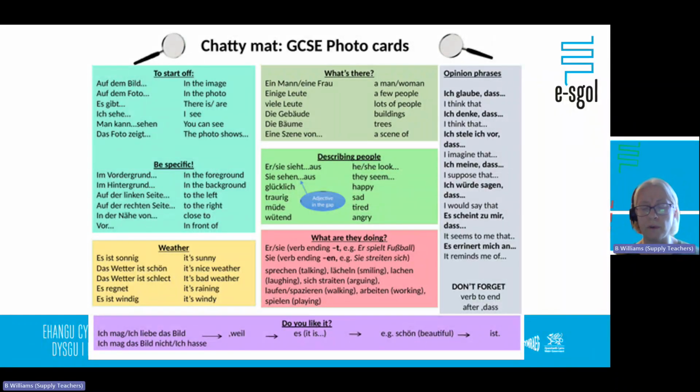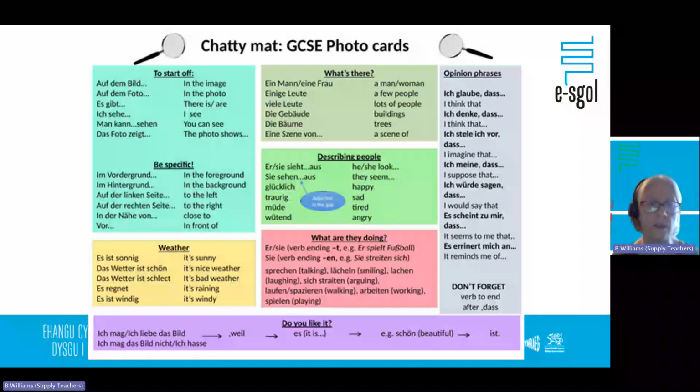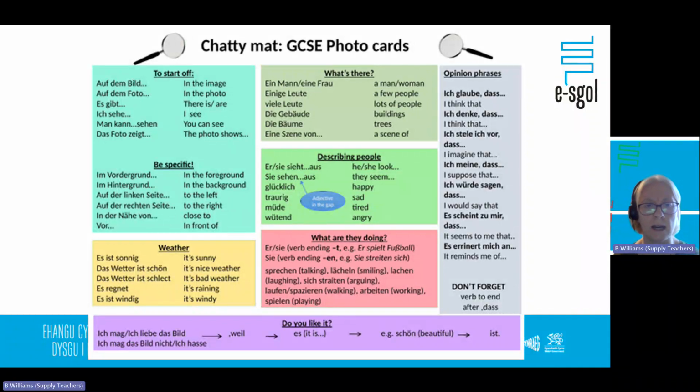Opinion phrases, really, really important. These are the ones that you're going to justify your opinion with. So you could say, ich glaube das, ich denke das, and so forth. And please, with those, with a comma das, remember to send the verb to the end of the clause. Okay, and when you're using this for your writing, don't forget the comma before das. And then remember to justify what you say as well. Why do you think that what you're saying that you're thinking? Why? For what reason?